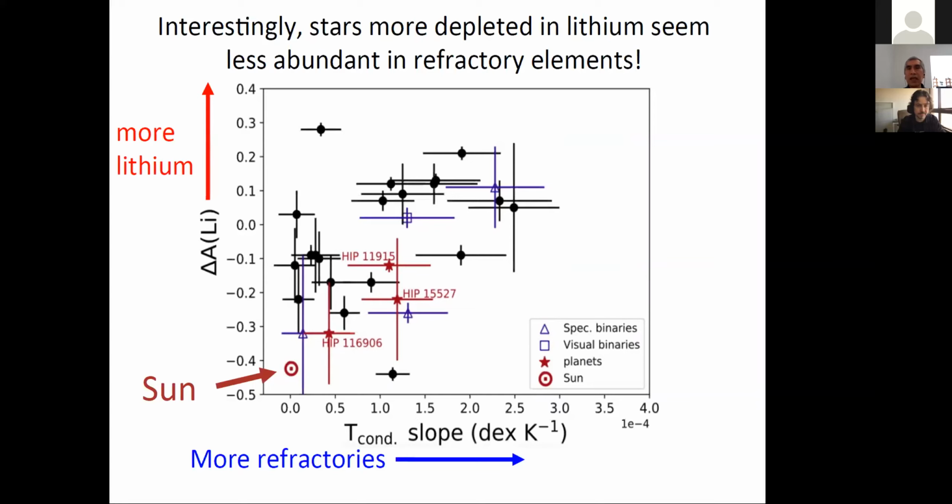Interestingly, the star with the lowest lithium abundance also seems to have lower refractory composition. So there may be some link between lithium and planets after all.